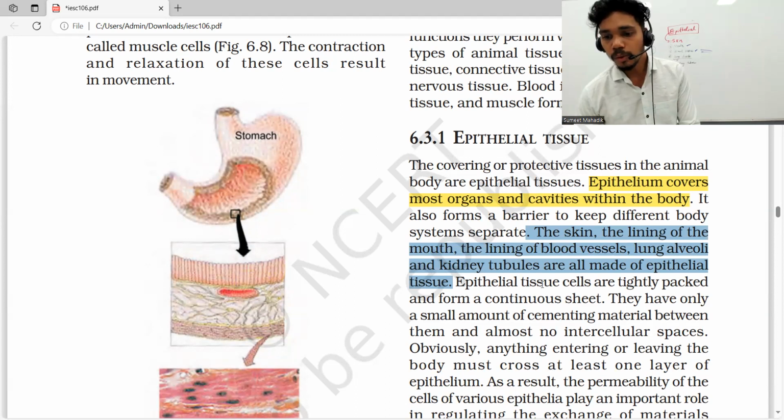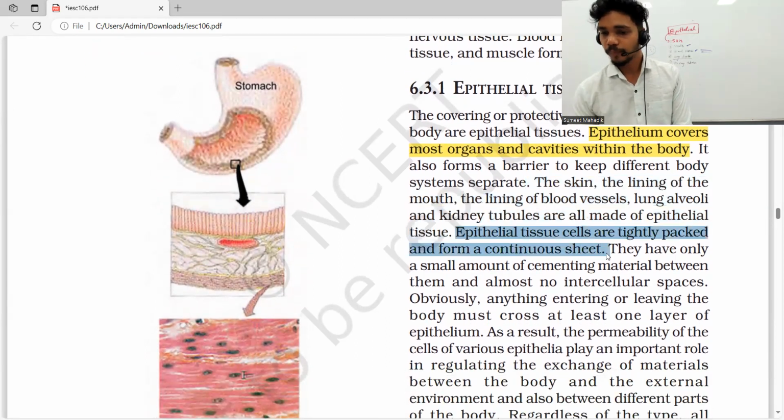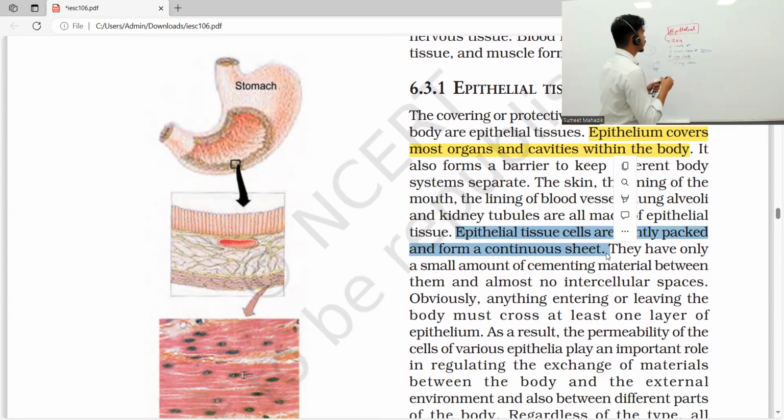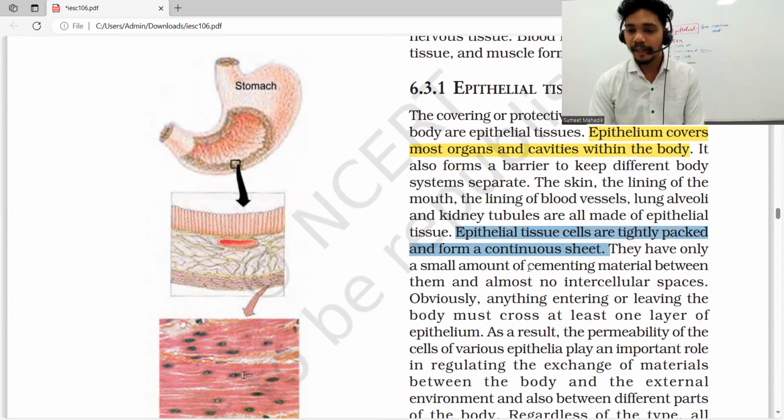So epithelial tissue cells are tightly packed and form a continuous sheet. They form a continuous sheet. They have only a small amount of cementing material between them and almost no intercellular spaces.